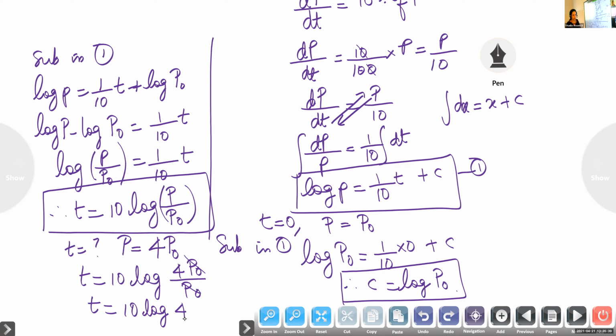10 log 4. So it takes 10 log 4. If you don't know the value, we can leave it like this. If the value is not given, we can stop there. And what we can say is, it takes 10 log 4 years to grow the population 4 times the initial population. So the time taken is 10 log 4 years.